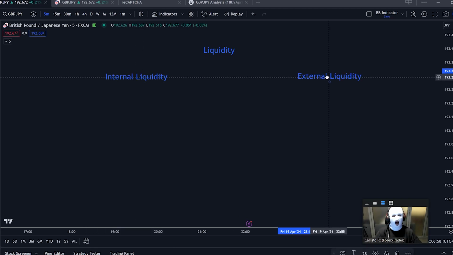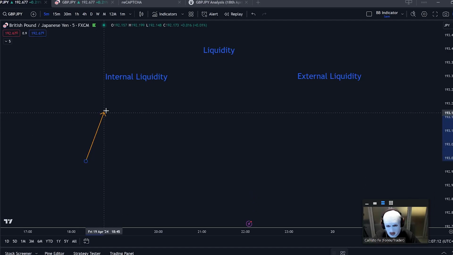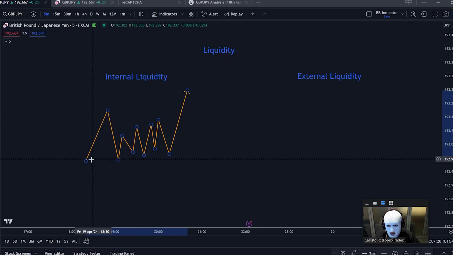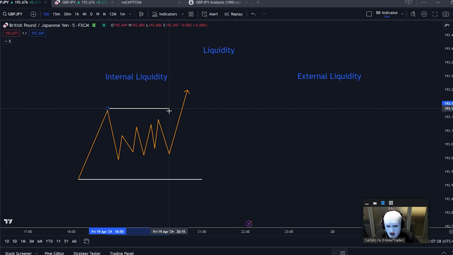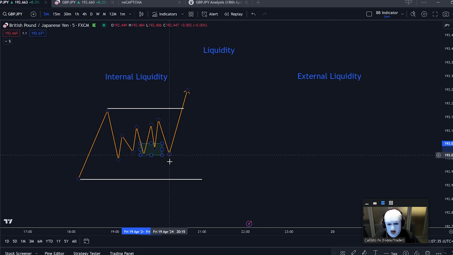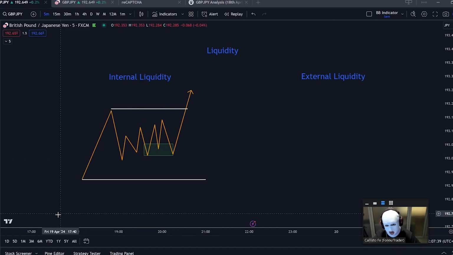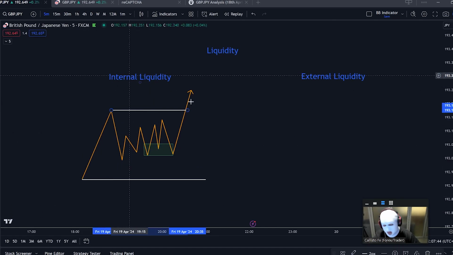Internal liquidity are your POIs, like your fair value gap, your order block, your equal highs and equal lows. These are your internal liquidity. Let me give you an example. Liquidity generated within a price range, from here to here. Any POI that is formed, for example, an order block here, is internal liquidity because price is within the internal structure. Price hasn't created a new swing high or a swing low.